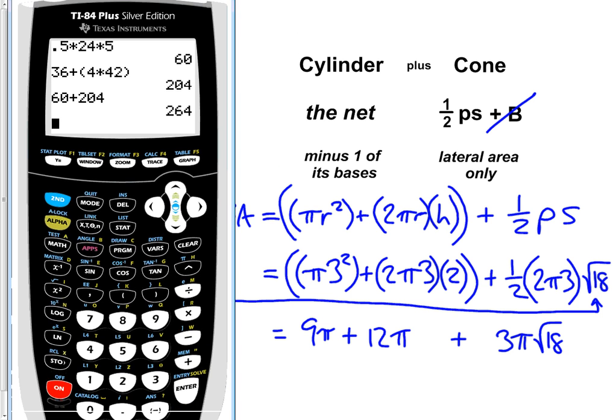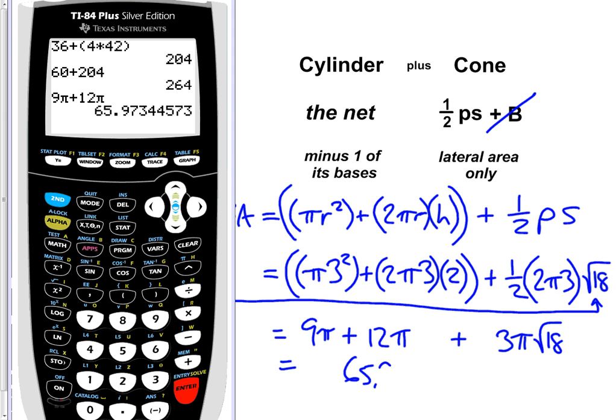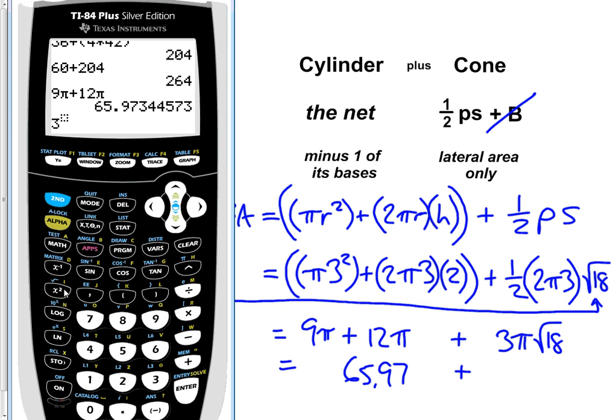Okay, so we have 9 pi, and then also added to 12 pi, so we actually could have just said 21 pi and plugged it in, and we end up with an answer in the ballpark of 65.97. Then we are going to add to that 3 pi times the square root of 18.